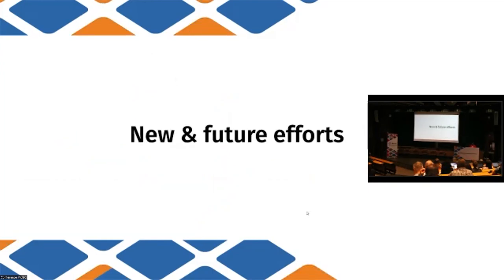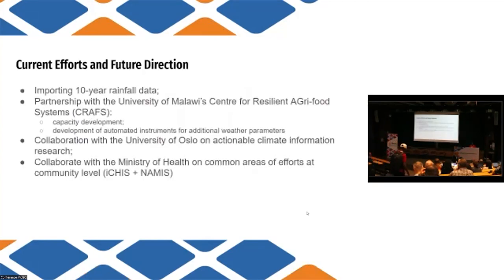So what are the new and future efforts that we have started and also we envisioned moving forward? We want to start importing 10-year data. We have managed to gather historical data for 10 years on rainfall data, but that's one of the challenges that we are currently facing because we are migrating from paper-based to electronic. So to gather the paper-based historical data has been a challenge.